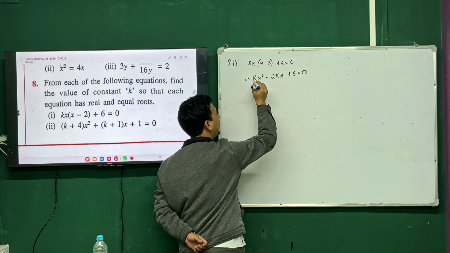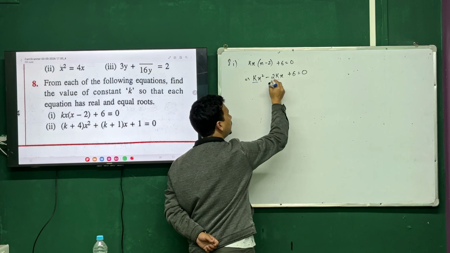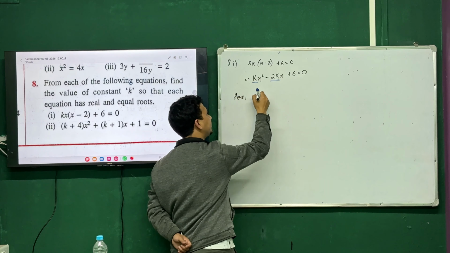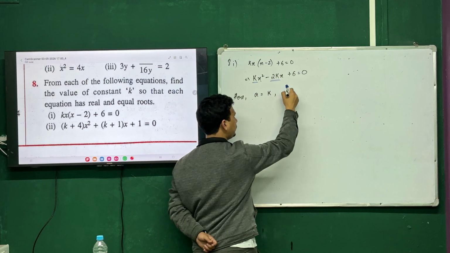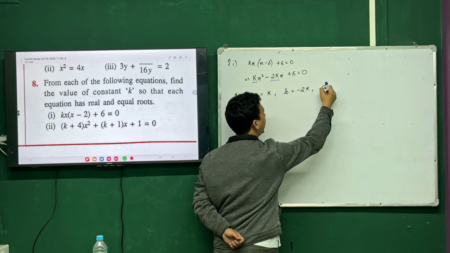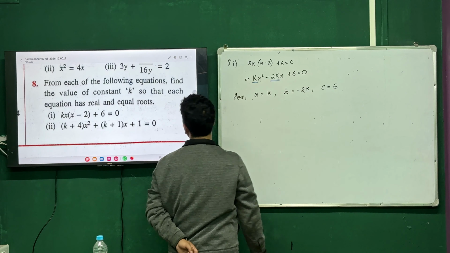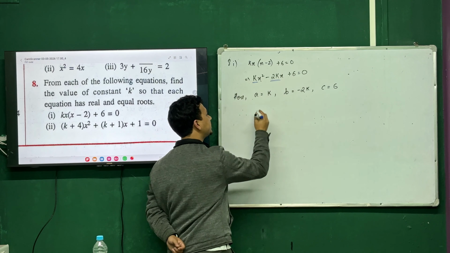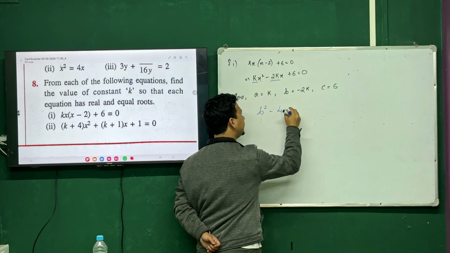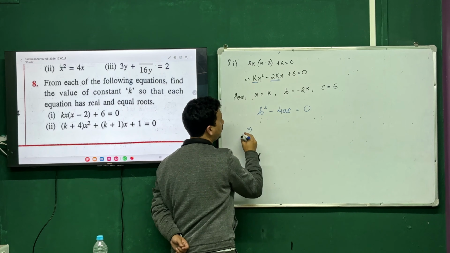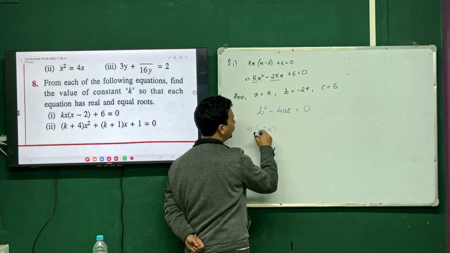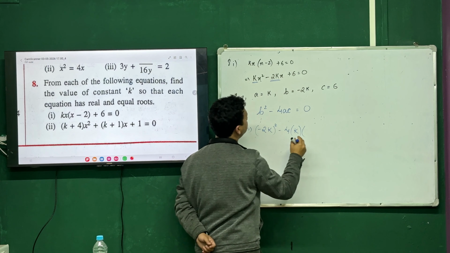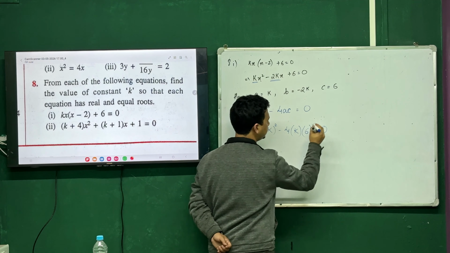So this is the first time where we have the variable that we want to find, that is k, in two different terms, right? So again, let me try to do it simply. So here a will be equal to k, b will be equal to minus 2k, and c will be equal to 6. Real and equal roots. So if roots are real and equal, that means b square minus 4ac will be equal to 0. B is minus 2k whole thing square, minus 4a, a is k, c is 6, equal to 0.